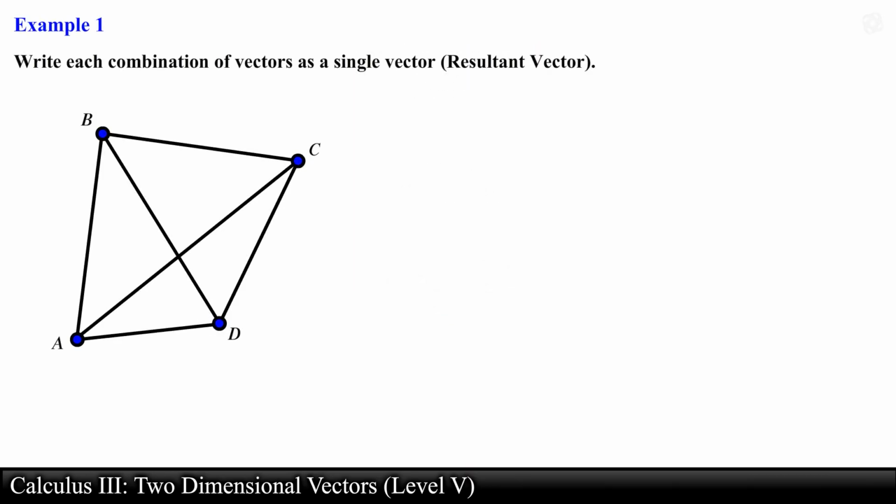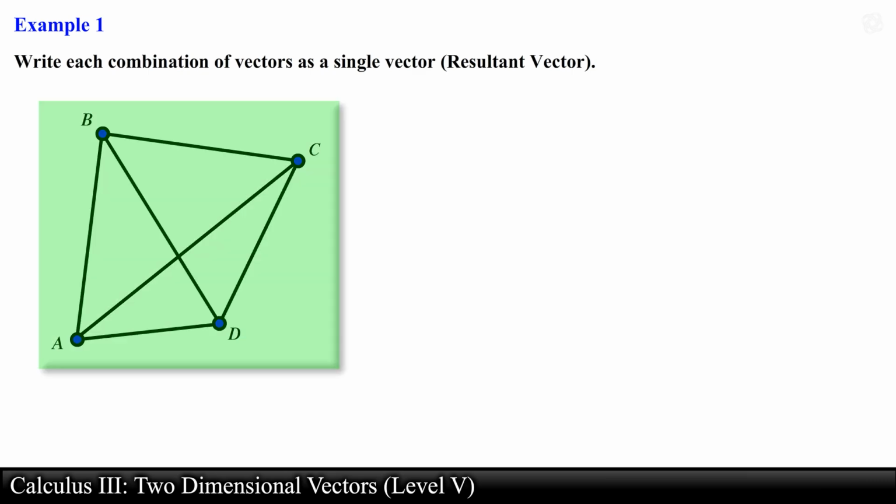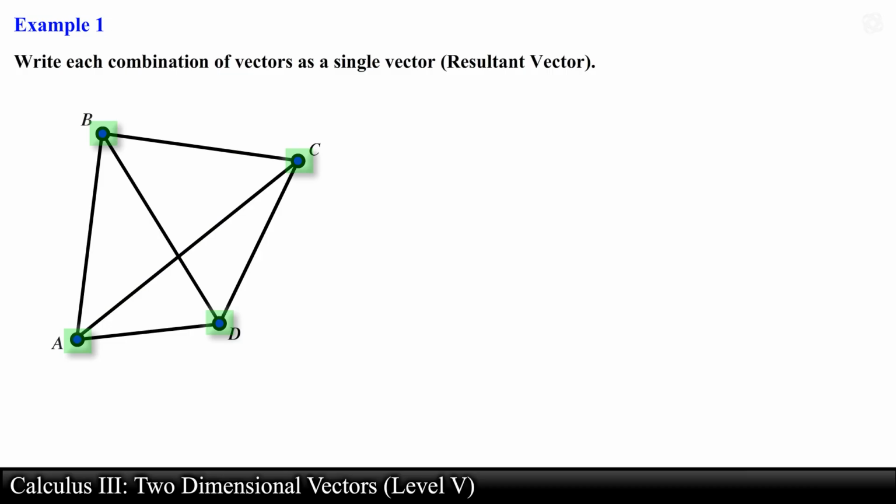Write each combination of vectors as a single vector. Alright, here we have line segments, connected by various vertices. Since these are line segments, we are free to assign the direction of vectors by appropriately denoting the initial and terminal points. Let's start with the first example.